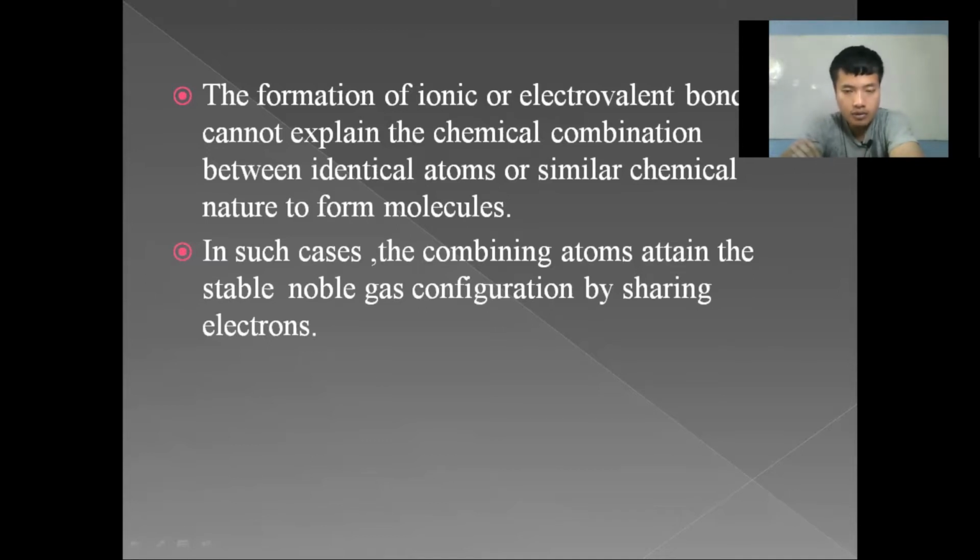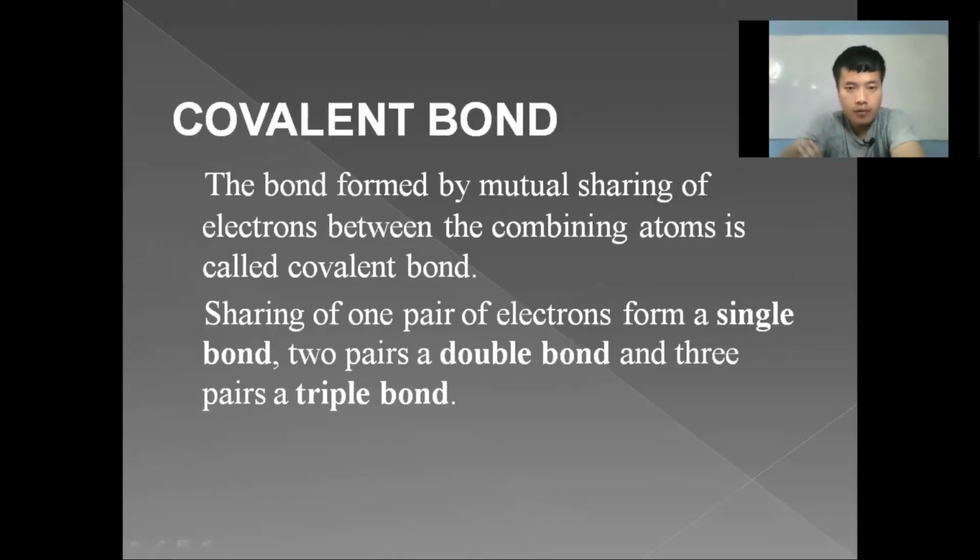In this type of situation, the combining atoms attain the stable noble gas configuration by sharing electrons. The bond formed by mutual sharing of electrons between the combining atoms is called covalent bond. And today we will learn about covalent bond. In covalent bond, electrons are shared between two atoms, two identical atoms.